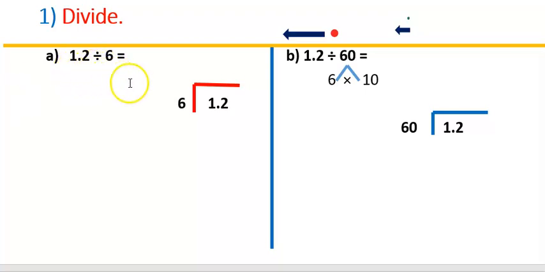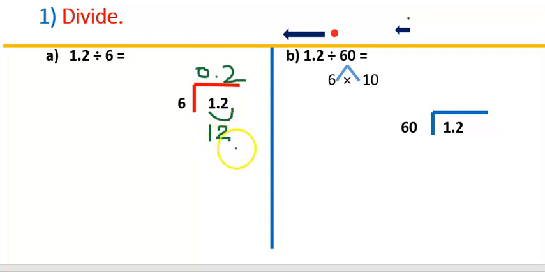1.2 divided by 6. How many times does 6 go into 1? It's 0. And then put the decimal point up. How many times does 6 go into 12 now? I know 6 plus 6 is 12, so 2 times. So 2 times 6 is 12.